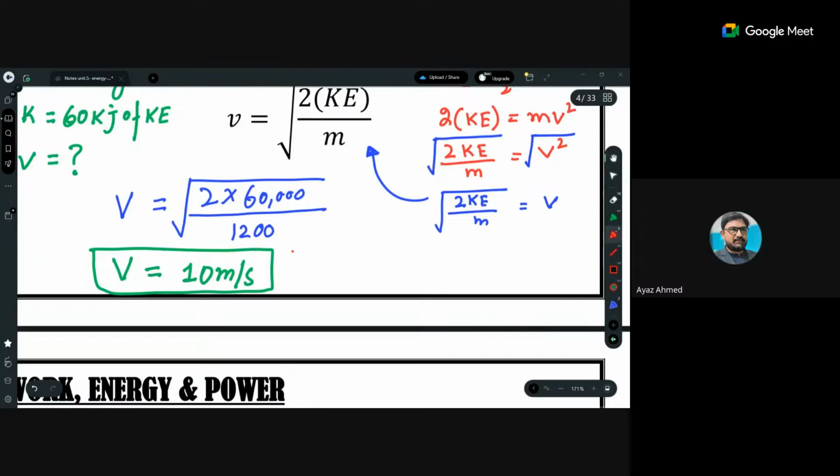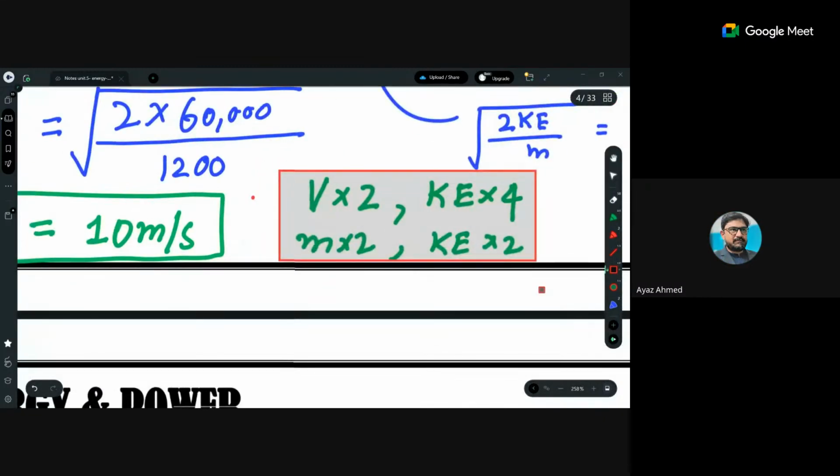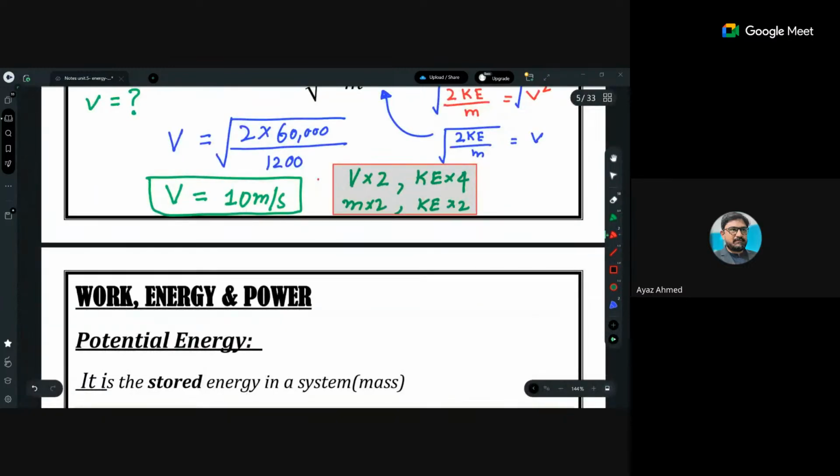Will you be able to manage this? If V is multiplied by 2, kinetic energy is multiplied by 4. But if mass is multiplied by 2, kinetic energy is multiplied by 2. That's it. Got it? So you have to use this. So when someone is asking that the car is moving with a certain speed and its speed is now double, what will happen to its kinetic energy? So kinetic energy will become 4 times.